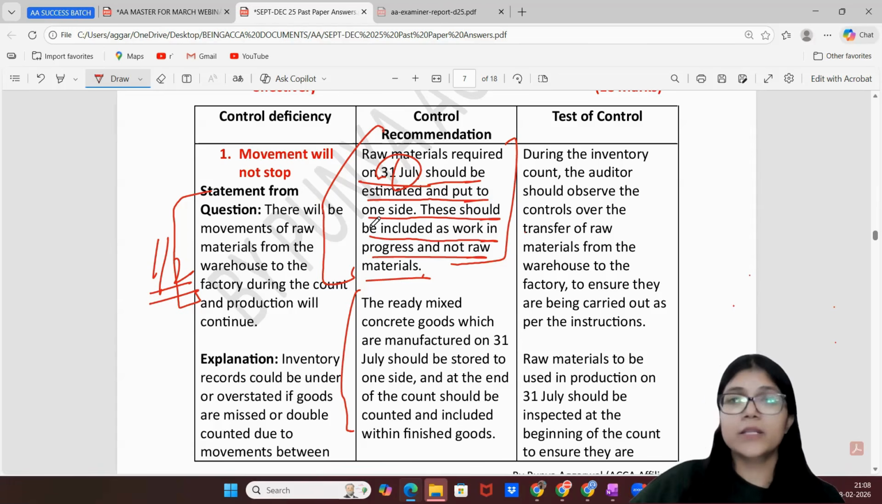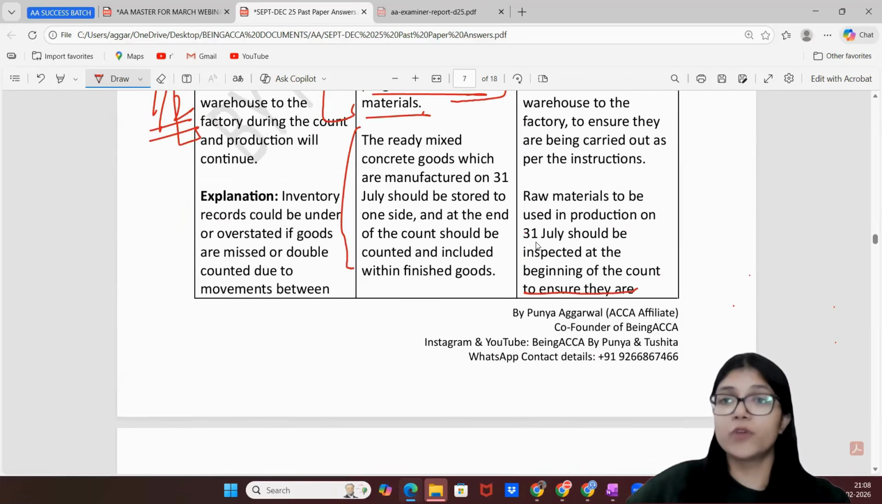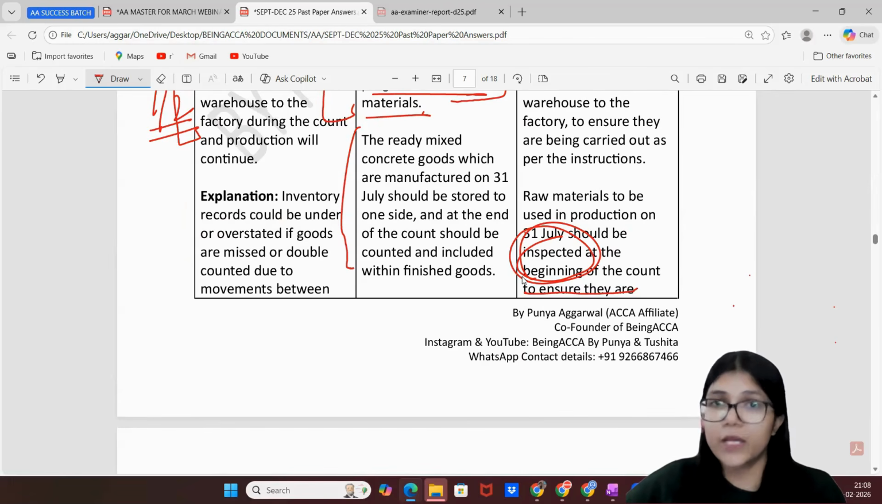Okay. Then my test of control would be raw materials to be used in the production should be inspected at the beginning of the count to ensure they are separated out from the rest of the lot. So I'll quickly inspect them. A lot of you were saying that the auditor should go to the warehouse to inspect the same thing. So I, as an auditor, will go to the warehouse, and I am going to check if they have separated out the inventory and they're only counting that inventory for 31st of July and nothing apart from that.